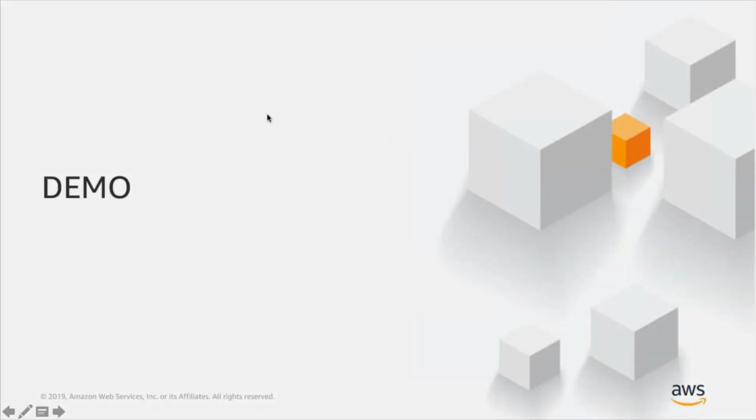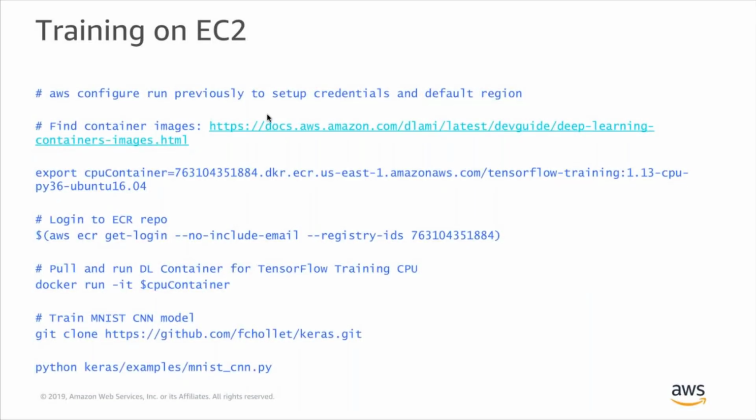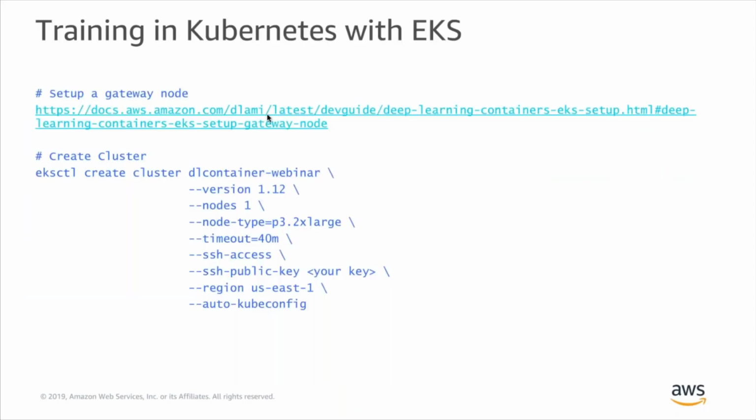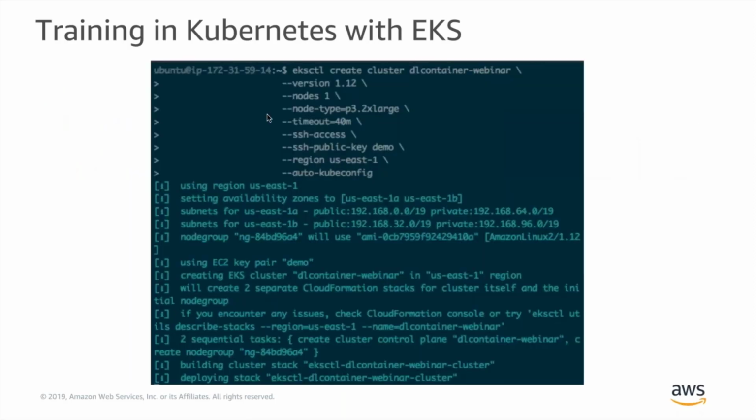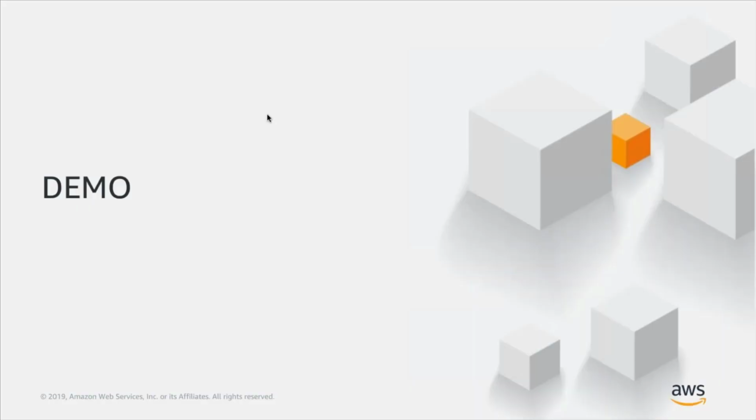So with that, let's switch over to a demo. And what I'm going to do in this demo is start by training the MNIST CNN model on EC2. And I will show you how to pull the deep learning container image and then run a training script on the deep learning container. We will then switch to EKS, where we will train in Kubernetes with EKS. We'll set up a gateway node, we'll create a cluster, and then we will train in Kubernetes with EKS. So with that, let's get started.